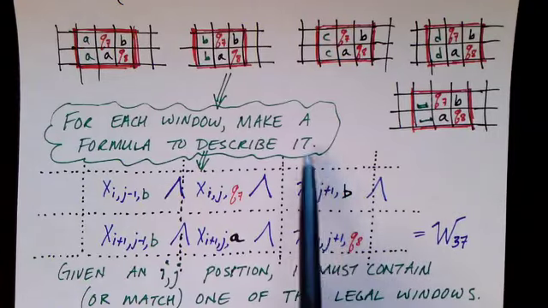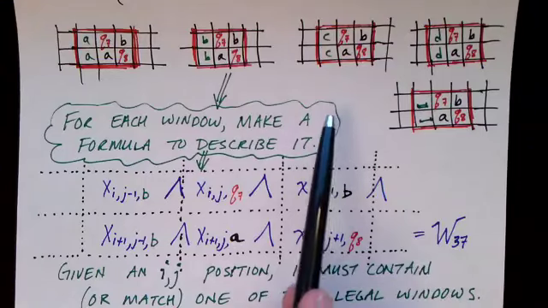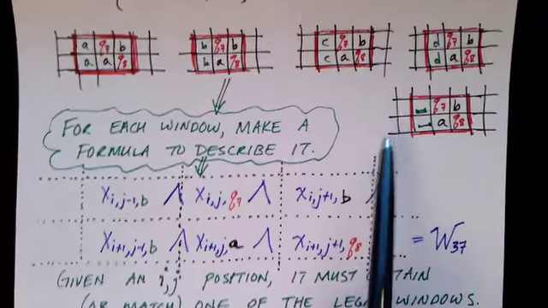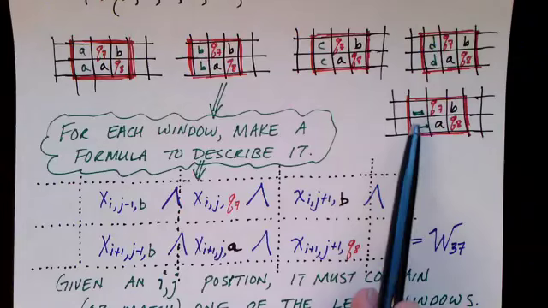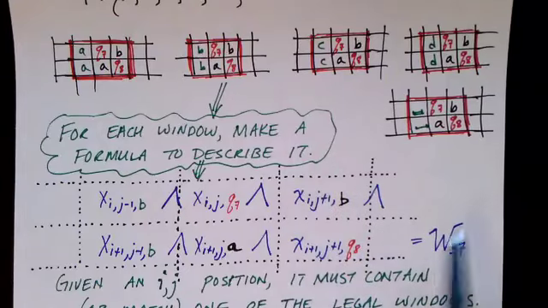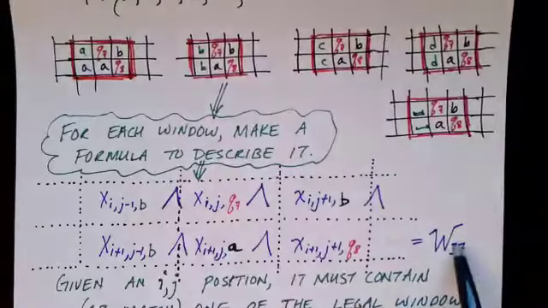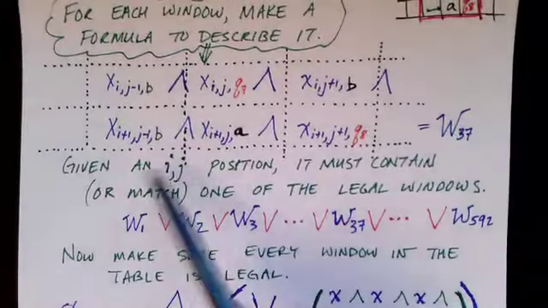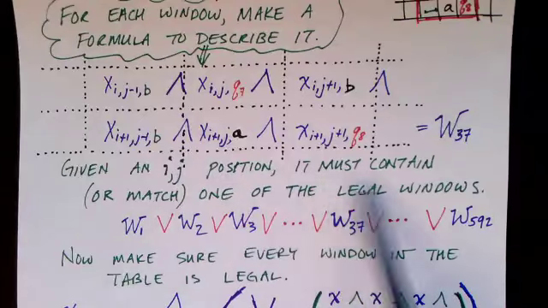And so for every transition, there are a number of these windows. And there may be many transitions in the non-deterministic Turing machine. So we have lots of valid windows. I'm just going to label this one right here window 37, or W37, not to be confused with the input string. So given any position in the table, it must match one of the legal windows.